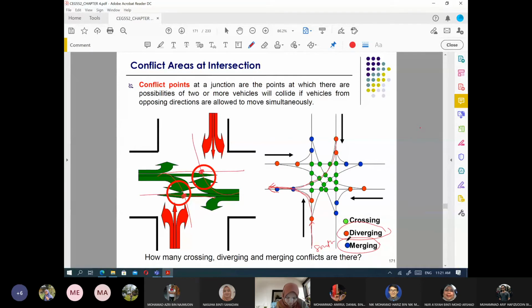Okay, you can see how many crossing, diverging and merging conflicts are there. Banyaklah di sini. Kalau diverging dengan merging sama banyak 2, 4, 6, 8. Ada 8. 8 merging, 8 diverging. Kalau dekat tengah-tengah ni 7, 10, 12, 13, 14, 15, 16. 16 crossing conflict di tengah-tengah. Okay, so we are actually reducing this conflict number. Alright, 16 campur 8 dah jadi 32 konflik semua sekali. 32 conflict point that we are solving. Right?